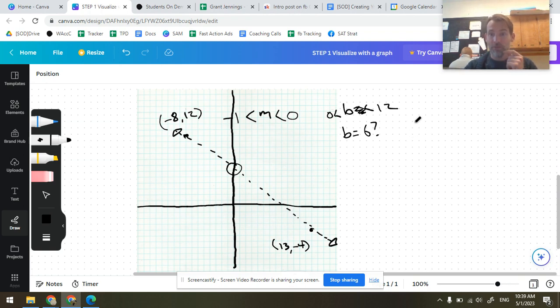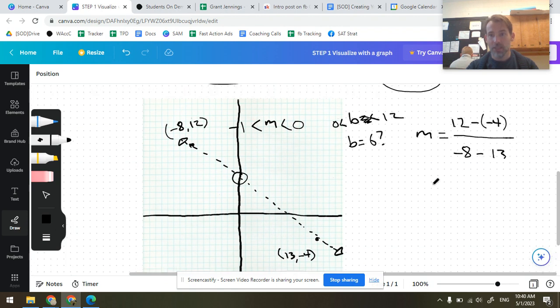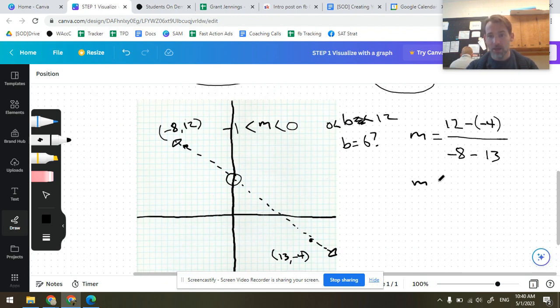So first step, find m. M is equal to change in y, so 12 minus 4. That's my change in y. It's going from here down to there. And then I have change in x, so negative 8 minus 13. Okay, now m is equal to 16 over negative 21.